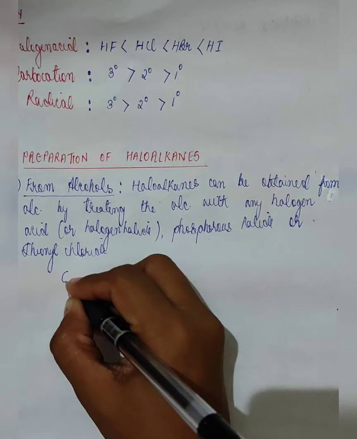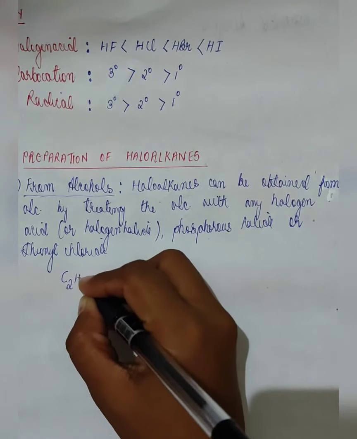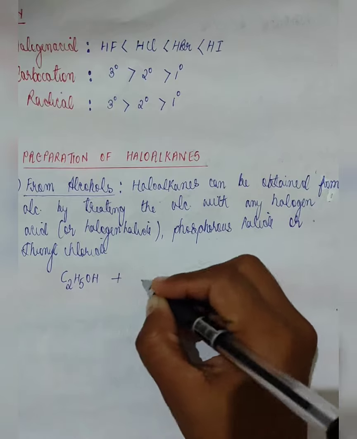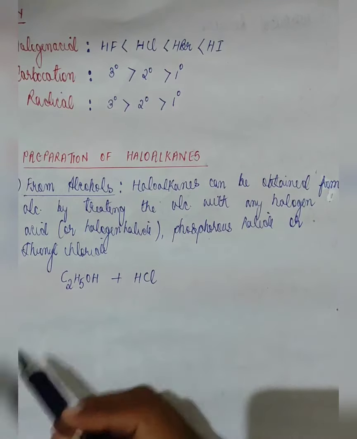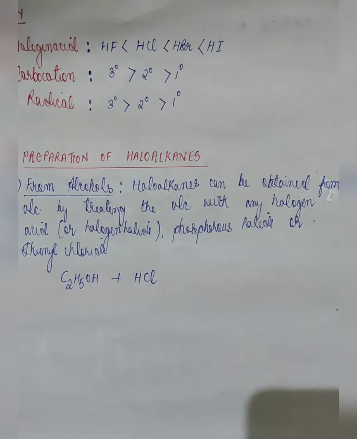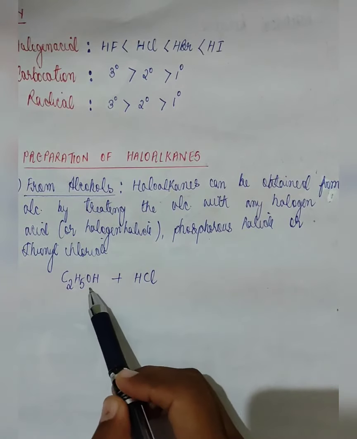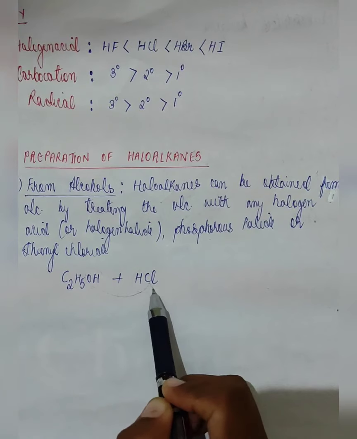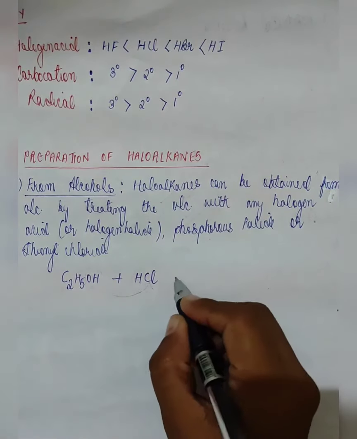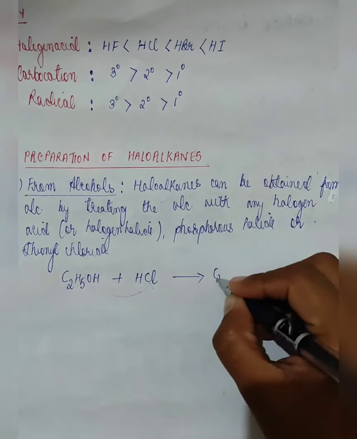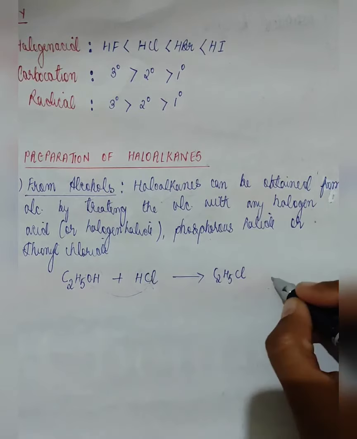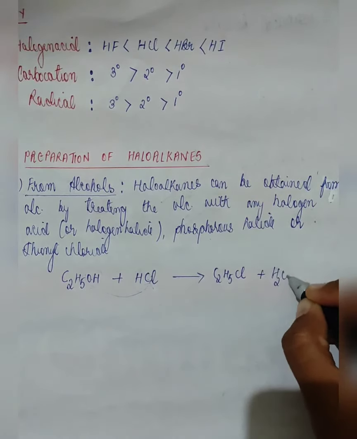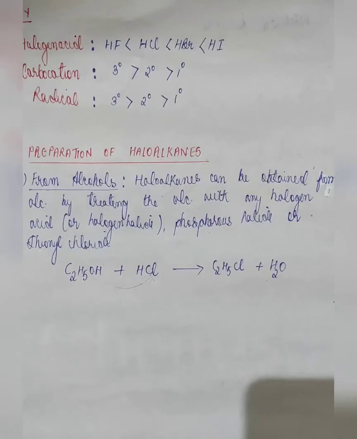We have alcohol, that is ethanol, C2H5OH, when it reacts with HCl, a halogen acid. Remember one thing, whenever alcohol having an OH group reacts with halogen acid, this OH group is replaced by the halogen and you will get water as the byproduct. Now you get C2H5Cl; you can see OH is replaced by Cl and we get water as the byproduct.